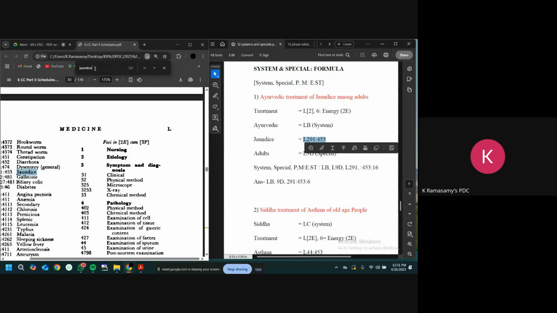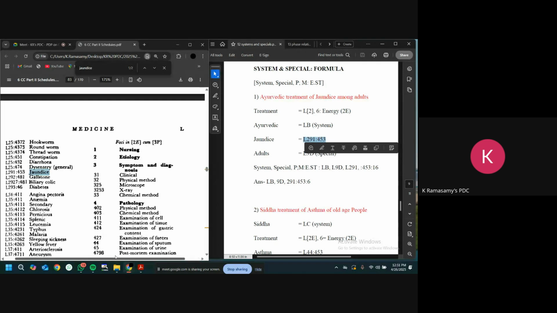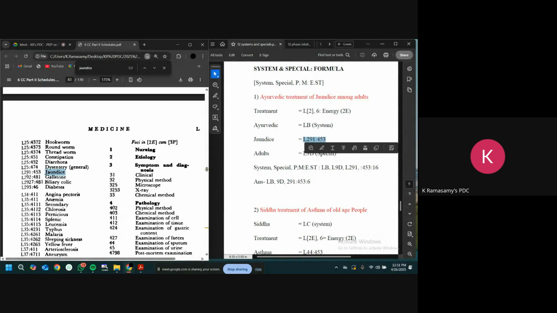Jaundice, jaundice. I just typed it, you can see the answer. Here is my number: L291:453. This 291 is the personality phase that talks about which part of your body is affected with jaundice. Then this 4 stands for energy, first round. 453 stands for this E come 2P. Okay. They have given it already. That's why I have written it as such. Clear. So that is how you construct a number for systems and specials.